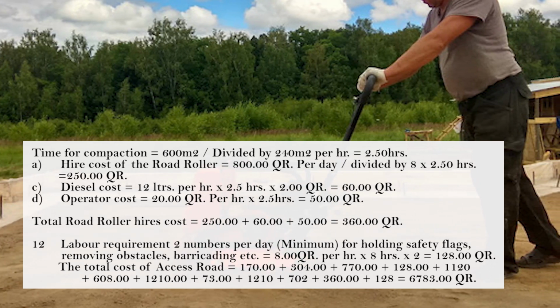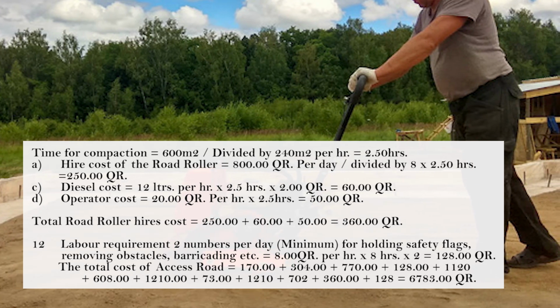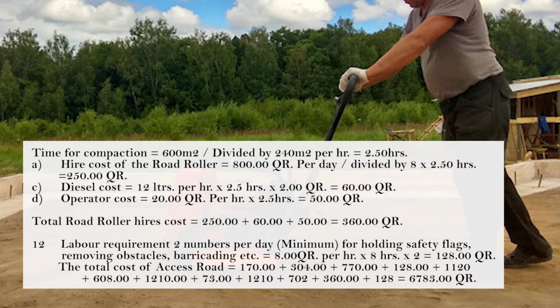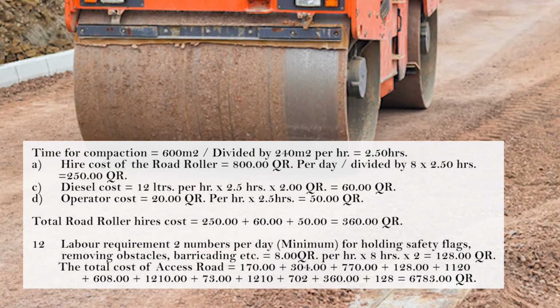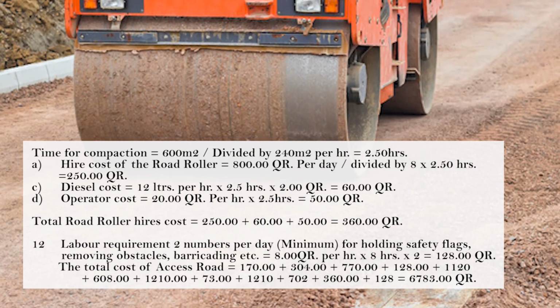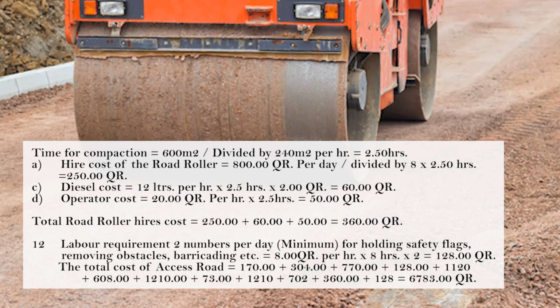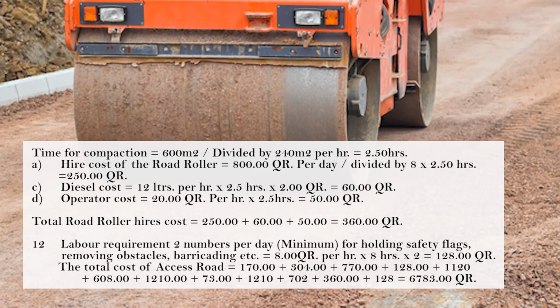12. Labor requirement 2 numbers per day minimum for holding safety flags, removing obstacles, barricading, etc. equals 8 Qatar riyal per hour into 8 hours into 2 equals 128 Qatar riyal.